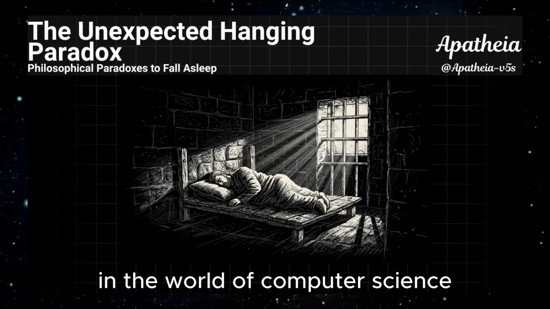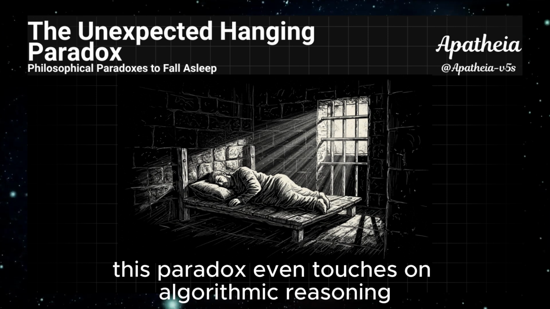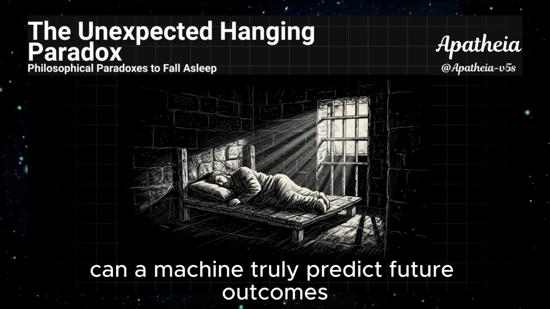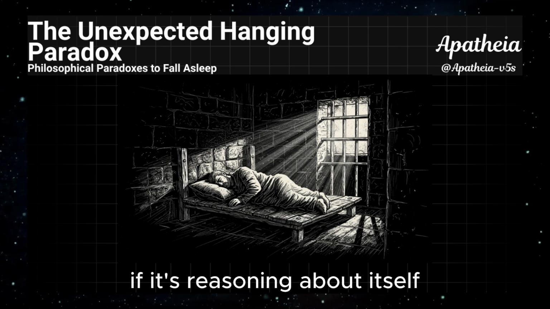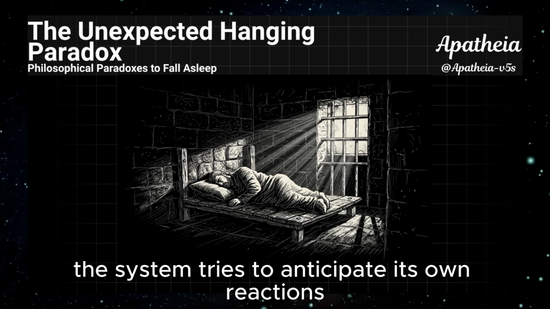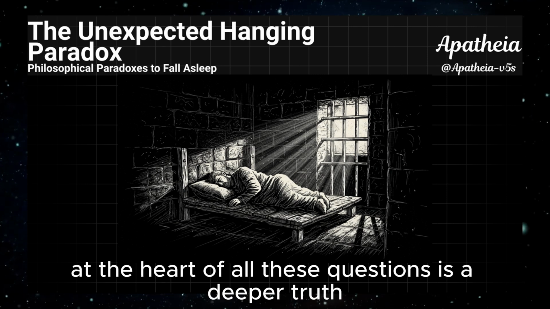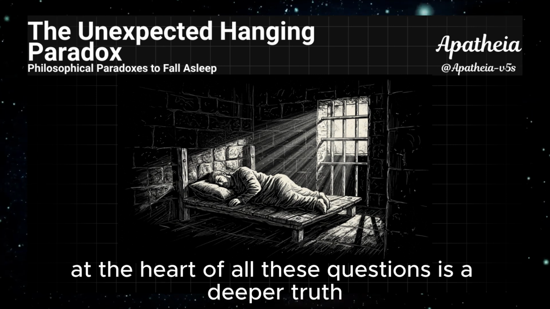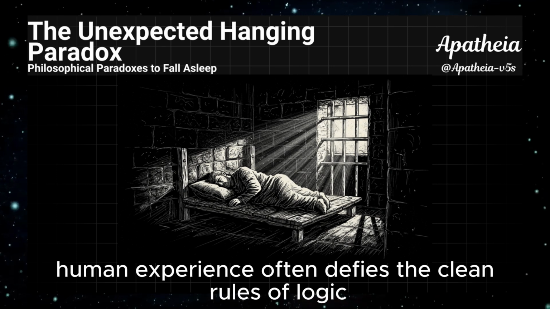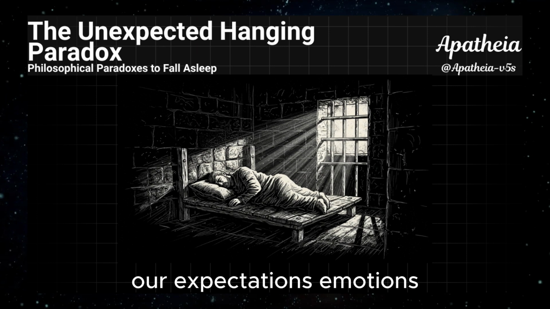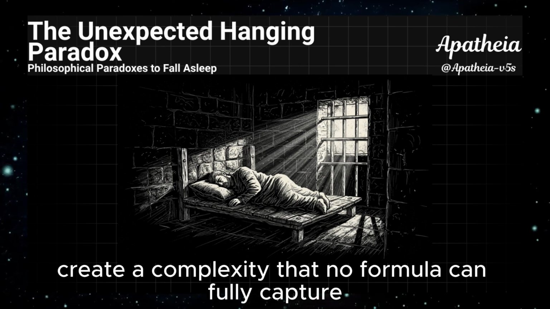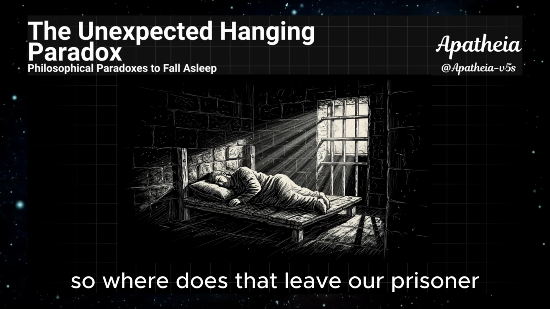In the world of computer science and artificial intelligence, this paradox even touches on algorithmic reasoning. Can a machine truly predict future outcomes if it's reasoning about itself? What happens when the system tries to anticipate its own reactions? At the heart of all these questions is a deeper truth. Human experience often defies the clean rules of logic. Our expectations, emotions, and interpretations create a complexity that no formula can fully capture. So where does that leave our prisoner?